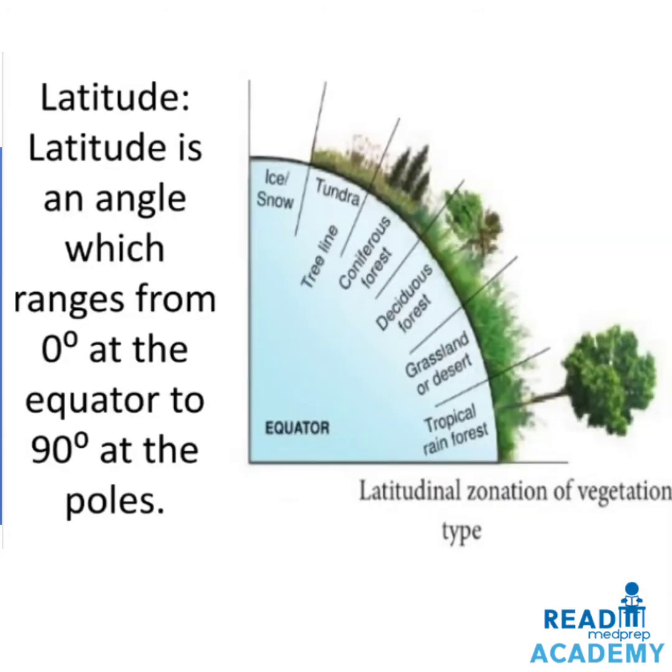Here you can see the latitude, which is an angle which ranges from 0 degrees at the equator to 90 degrees at the poles. When you take the latitudinal zonation of vegetation type on the right side in the image, you can see the tropical rainforest, which occurs between 0 to around 30. Then the grass or desert lands. Then the deciduous forest. Then the coniferous forests and the tundra, which shows the tree line. Nearing 90 degrees, it is ice and snow, where the vegetation is very minimal or absent.